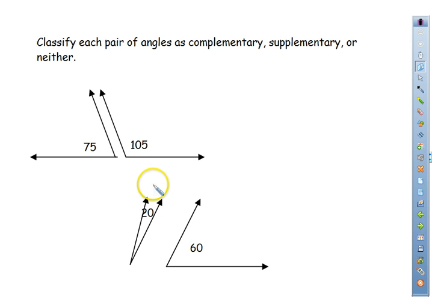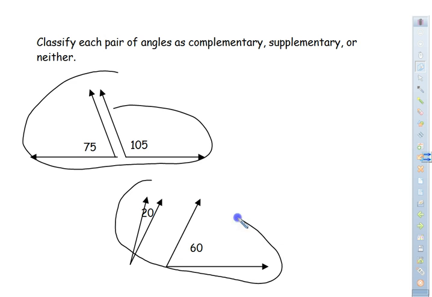Let's go ahead and look at this next question. It says, classify each pair of angles as complementary, supplementary, or neither. So again, we're looking at this group of angles and this group of angles. So go ahead and hit pause and solve both of those answers.